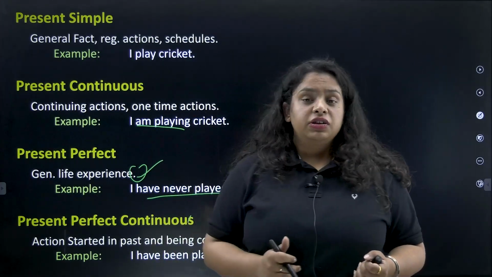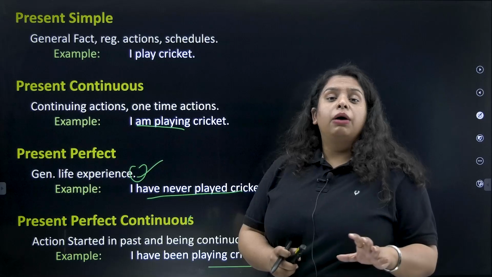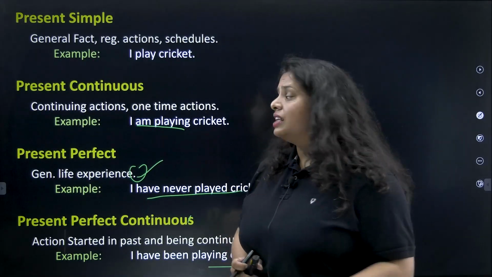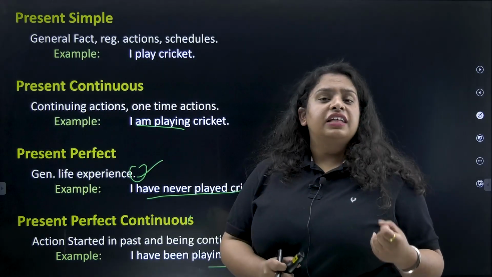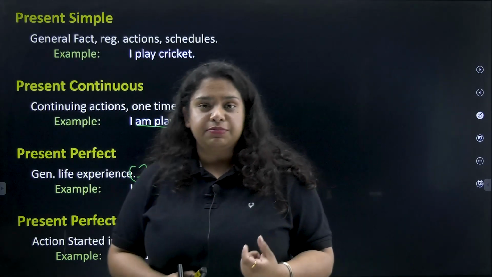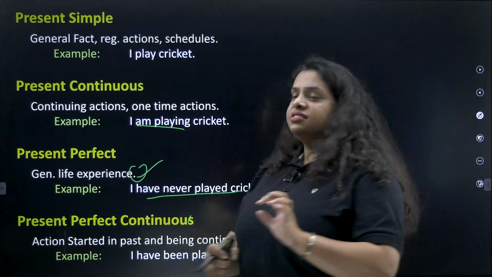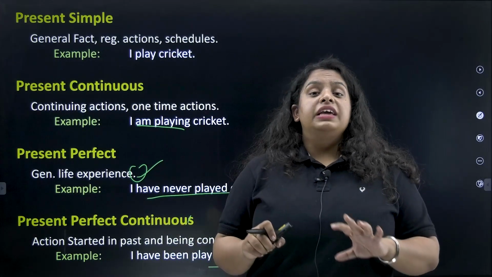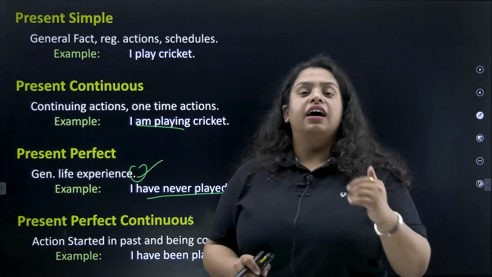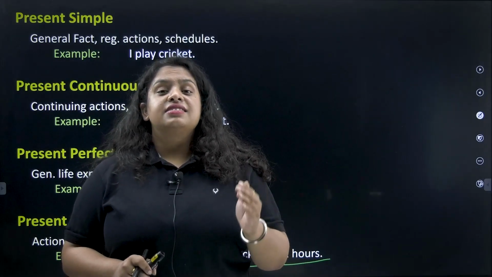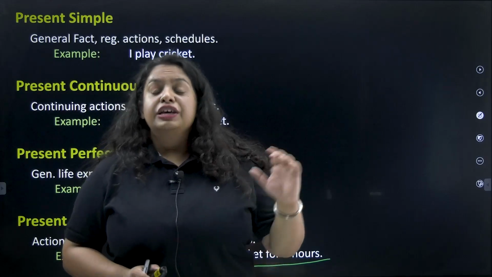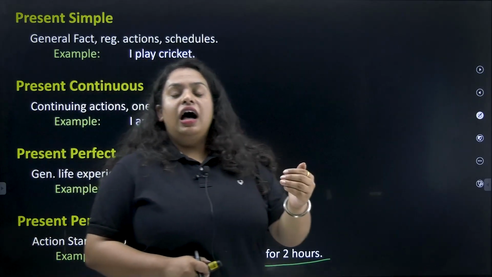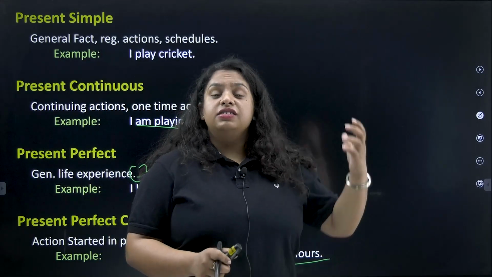Then for your present continuous tense, you will be sharing about an action which is being continued or is a continuous action. Then in your present perfect tense, you will be sharing about your general life experiences. And the last, the present perfect continuous tense, in this tense, you will be sharing about an action which started in the past and is still being continued.